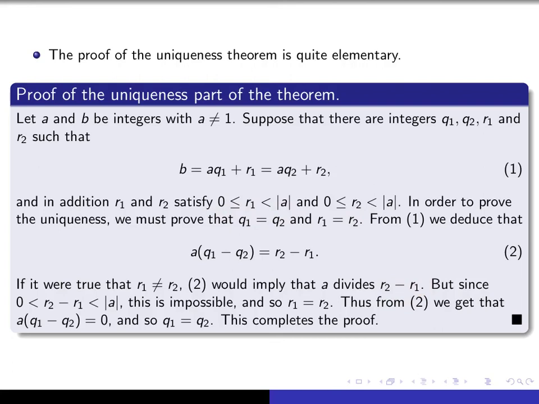And the moment you deduce that R1 equals R2, that means that this is 0. So this must be 0. And A isn't 0, so that means that Q1 must equal Q2. And so we've got the uniqueness. We've deduced that R1 has to equal R2 and Q1 has to equal Q2, and so that completes the proof.